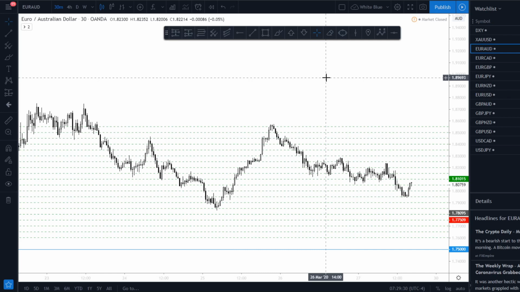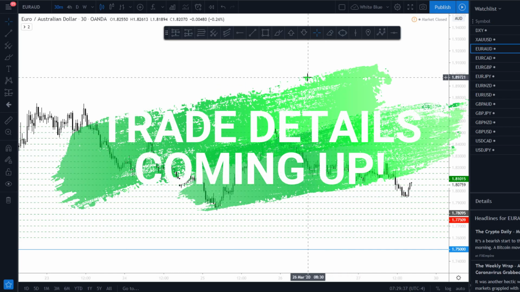Today we're going to be having a look at the market. We're going to be doing some market analysis on all the pairs that we trade, combining Fibonacci, round numbers and trend trading for a strategy that anyone can follow.